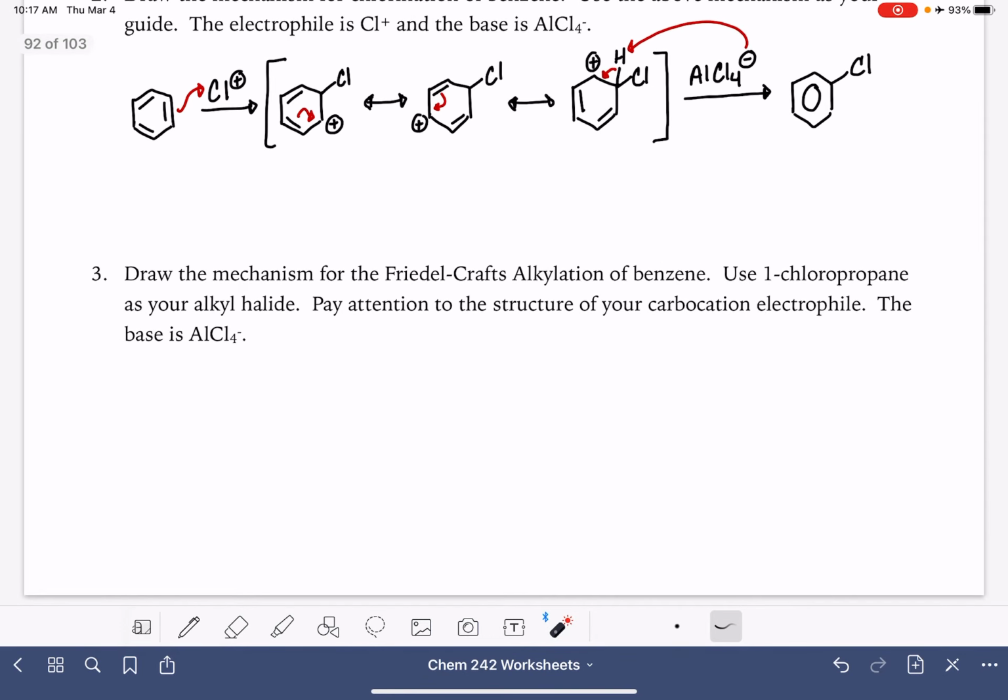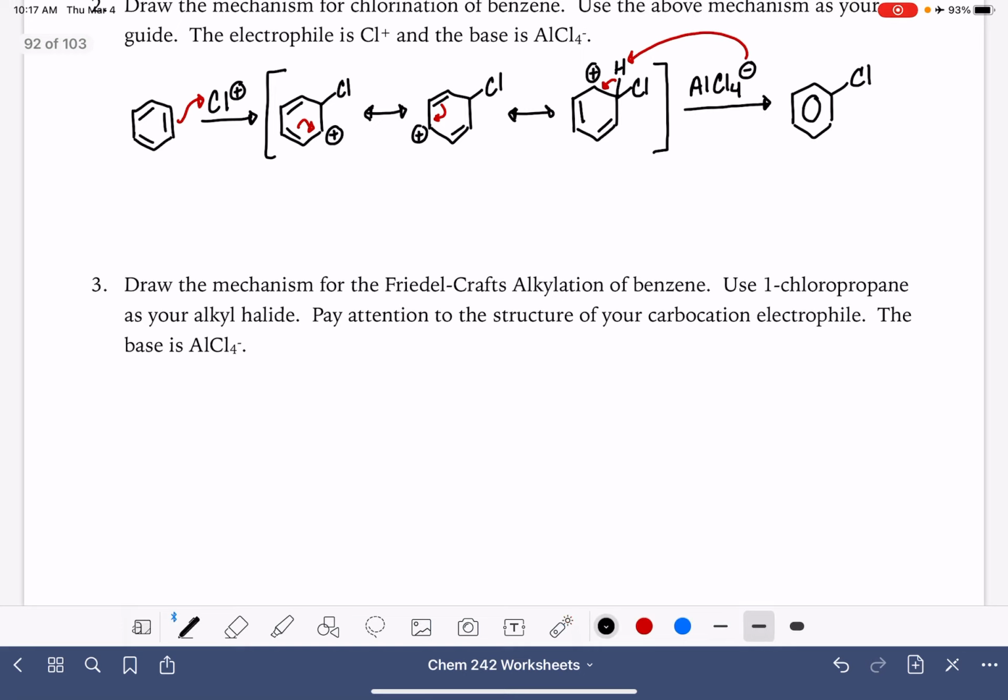We've got one more mechanism to go. This is going to be Friedel-Crafts alkylation of benzene. We're using 1-chloropropane as our alkyl halide. So actually, I think I'm going to move this down. I'm going to start by drawing the 1-chloropropane. That's this molecule right here.